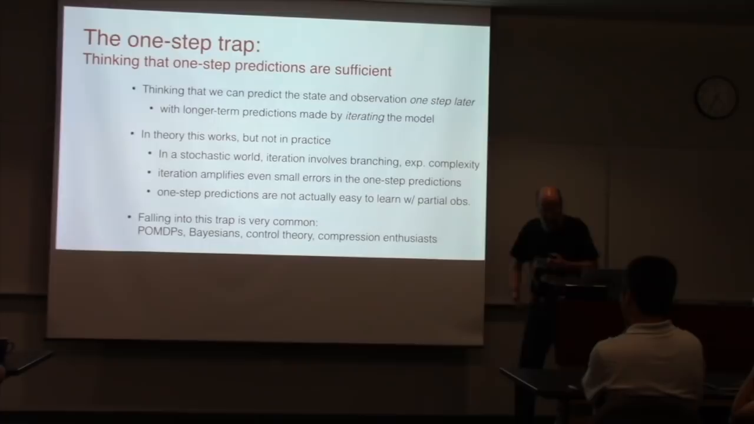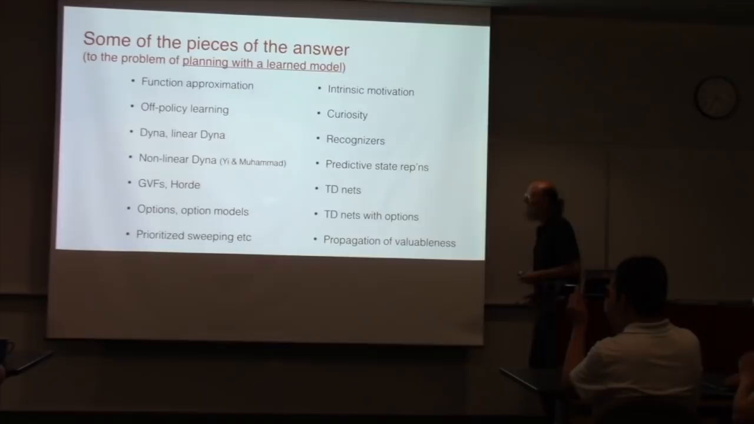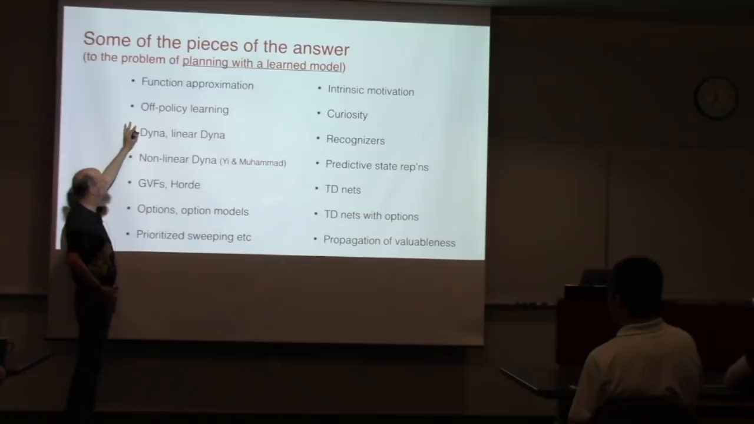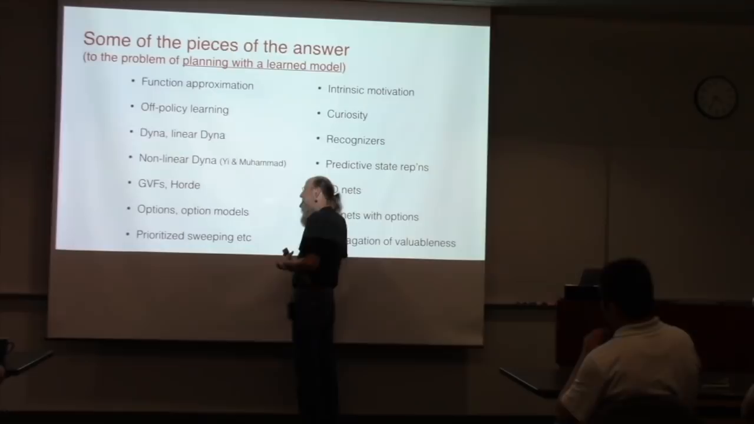Okay, now I apologize again for this talk being overviewy. But I think it's useful to talk about this. So all the things that we're working on and have worked on are the pieces of it. These are things that people in the group know about. They know, of course, about function approximation, and they know about off-policy learning. They know about Dyna and the nonlinear Dyna that Yi and Muhammad are working on. You know about GVFs, our prediction technology. The Horde is this architecture that has a massive number of predictions learned in parallel. Options are our technology for saying things about temporally extended ways of behaving rather than about one-step things.